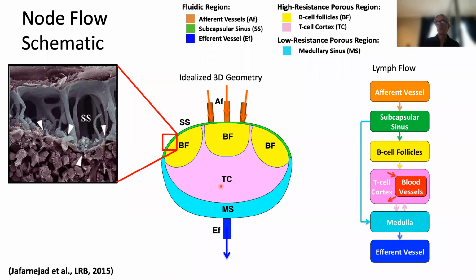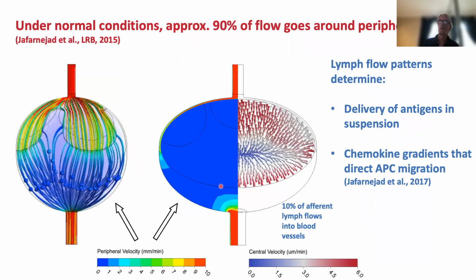So the best way to figure this out would be to construct a computational model. So that's what we did. And what we find is that most of the flow actually goes around the edge here. So remember that open channel region, the subcapsular sinus, is a fairly low resistance pathway. So most of the flow that comes into the lymph node actually goes around the edge and out the exit, and only about 10% goes into where the B cells and T cells are.